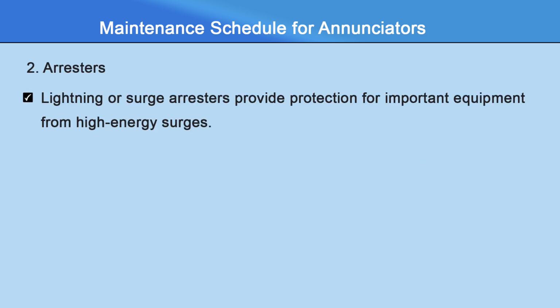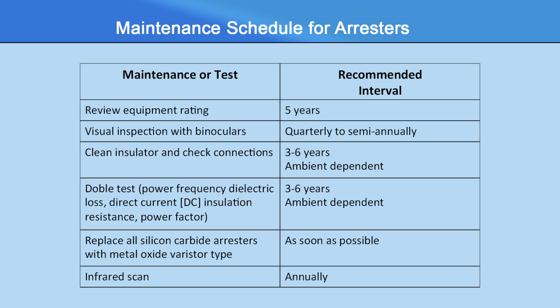Now the second electrical equipment is the arrester. The lightning or surge arresters provide protection for important equipment from high energy surges. These arresters are static devices which require fairly infrequent maintenance. Most maintenance must take place while the associated circuit is de-energized. However, crucial visual inspections and infrared scans can take place while energized. The following table shows the maintenance schedule for arresters.